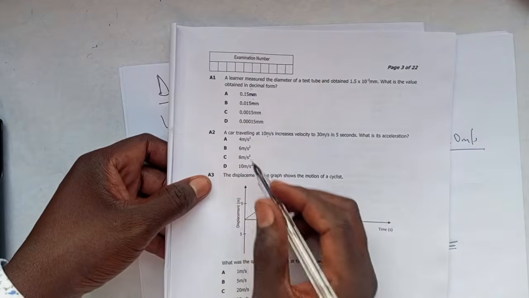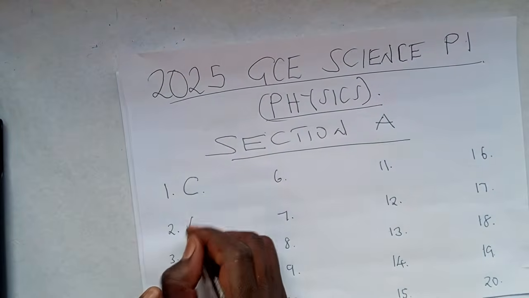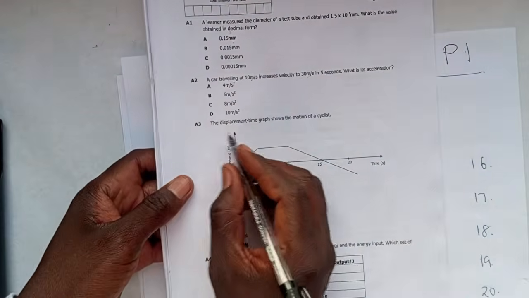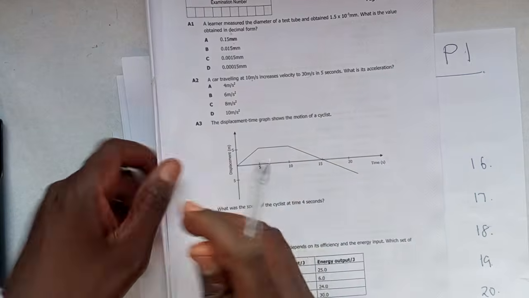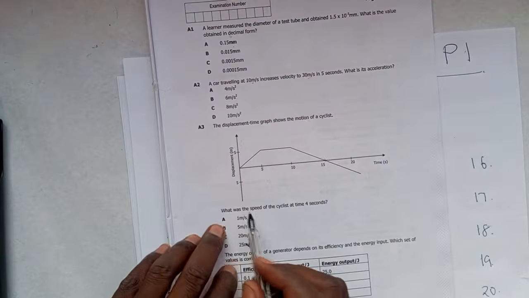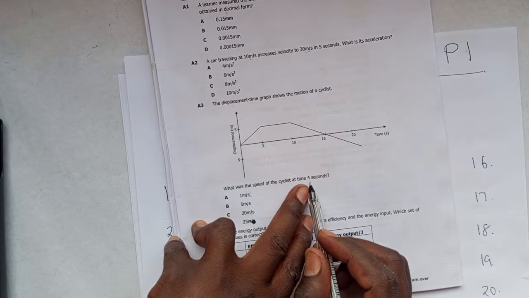So before we move on to the next question, let's be able to identify the answer. The answer is A. Question 2, the answer is A. We move on to question 3. The displacement time graph shows the motion of a cyclist. Okay, the cyclist is moving in a specified direction. What was the speed of the cyclist at time 4 seconds?